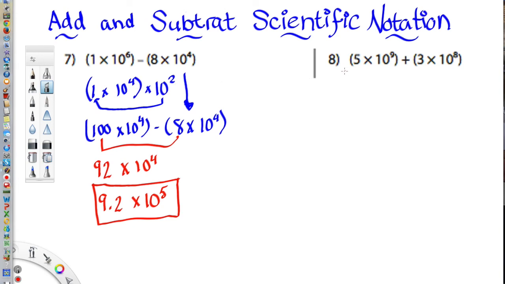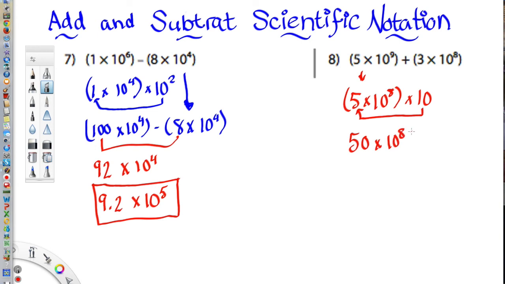Let's take a look at 8. We're adding here. And I have 5 times 10 to the 9th power plus 3 times 10 to the 8th power. 10 to the 8th power is going to be our common power 10 number. So I'm going to bring this down and change this to 5 times 10 to the 8th power times 10. Okay, still the same expression as this first part here in parentheses. I'm going to multiply this 10 times the 5, which will give me 50 times 10 to the 8th power.